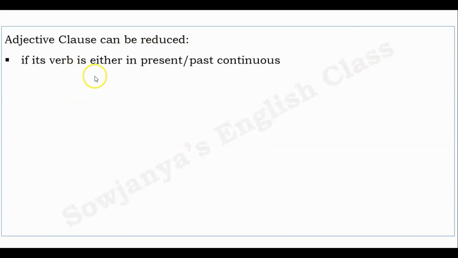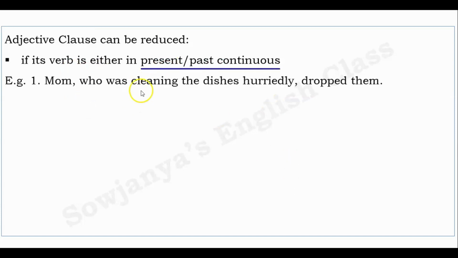Adjective clauses can be reduced if its verb is either in present or past continuous. Let us see the example. Mom, who was cleaning the dishes hurriedly, dropped them. So here, was cleaning the dishes is in past continuous tense. How are we going to change it? Of course, we are going to omit the relative pronoun. We are going to omit verb to be, that is was over here.